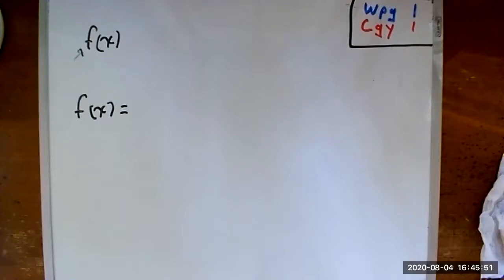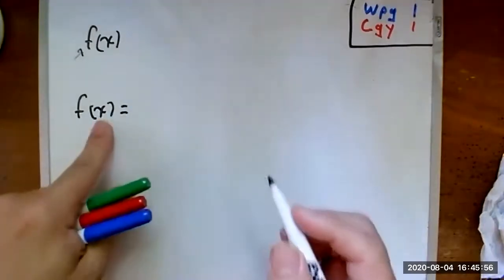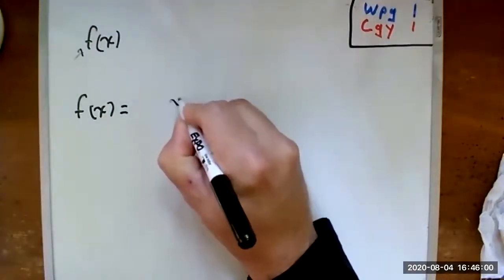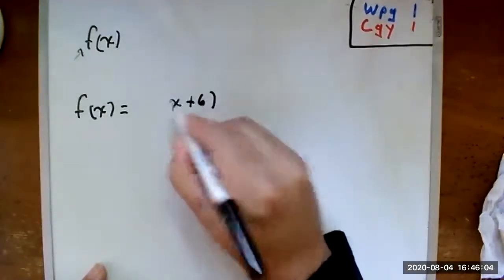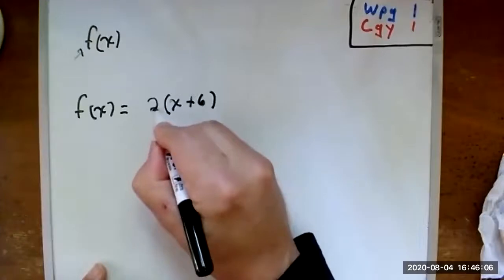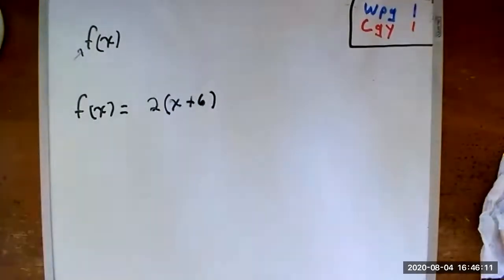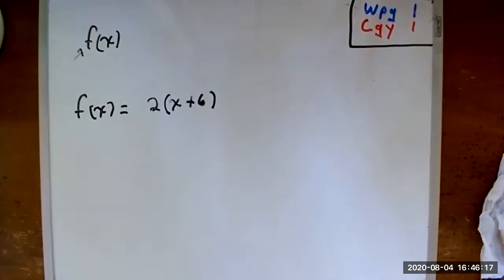So if we were given the description, and this is the example, we're given the equation of a function that takes each domain element, adds 6, and then multiplies by 2. So our domain elements are going to be x. We know that because that's what's in the brackets. So it wants us to take each domain element, add 6 to that and then double it. So now our function is 2 times x plus 6.